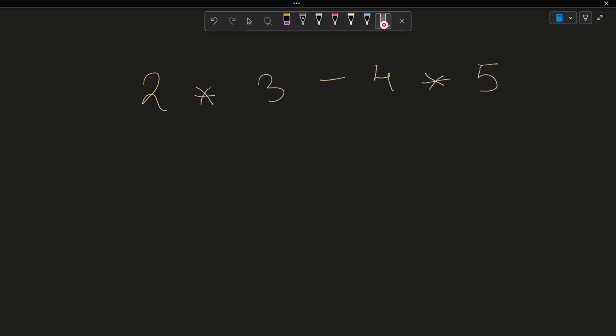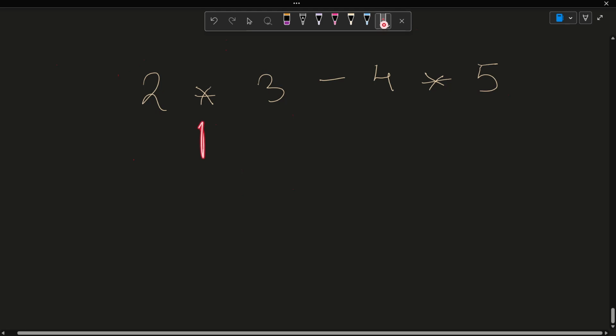So let's do one of the ways, right? First I go to this 2 times this 3 minus 4 times 5, right? So let's break the recursion tree at this point. So we could have an element 2.